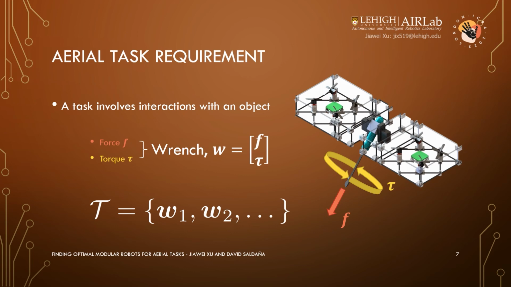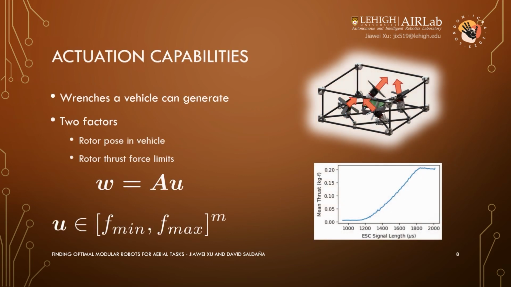With the mathematical abstraction of task requirements, we need to model a vehicle's actuation capabilities to define a comparison. Here, we focus on multi-rotors with fixed rotor directions. Since the task requirements are in the vehicle body frame, we explore the vehicle's capabilities of generating wrenches in its body frame. First, the rotor poses determine how the input rotor forces are mapped to the robot wrench, which is captured by the design matrix A.